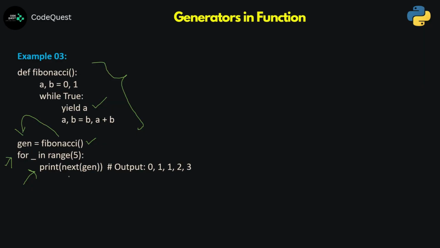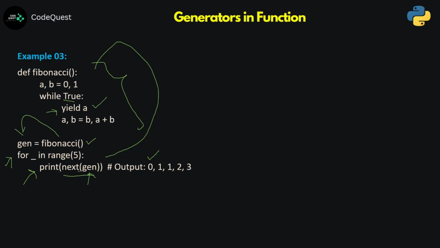So for the first time when this line gets executed, we are trying to get the value generated by this generator for the first time. As a result, the control goes here. We have taken A equal to 0, B equal to 1, and the while true loop gets executed. Whatever follows the yield is what we get whenever I call next of gen. So what is the present value of A? That is 0. Hence the first value printed is 0.